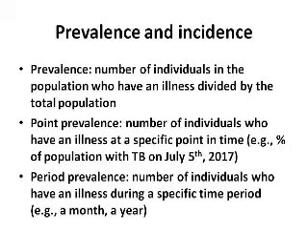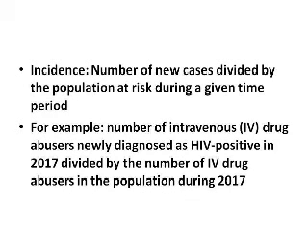So let's turn to incidence. And remember, let's not get them confused. Now, incidence is the number of new cases divided by the population at risk during a given time period. So let's take an example. The number of intravenous drug abusers newly diagnosed as HIV positive in 2017 divided by the number of intravenous drug abusers in the population during 2017. Now here we're not looking at people that have HIV in a whole population. That would be prevalence. We're looking here for people who are at risk for any given disease and that actually contract the disease.